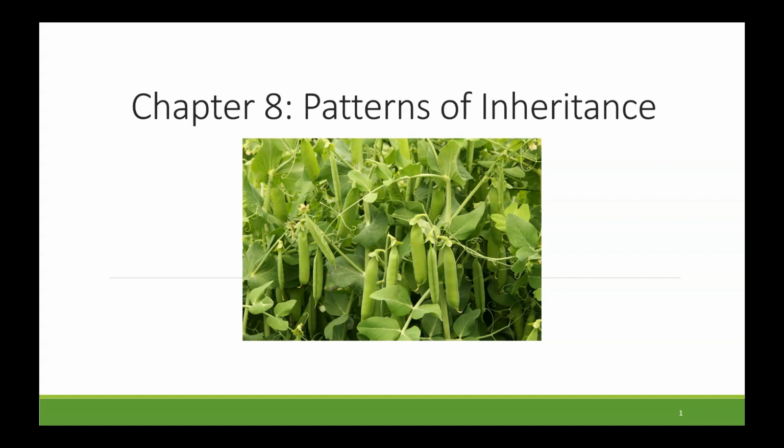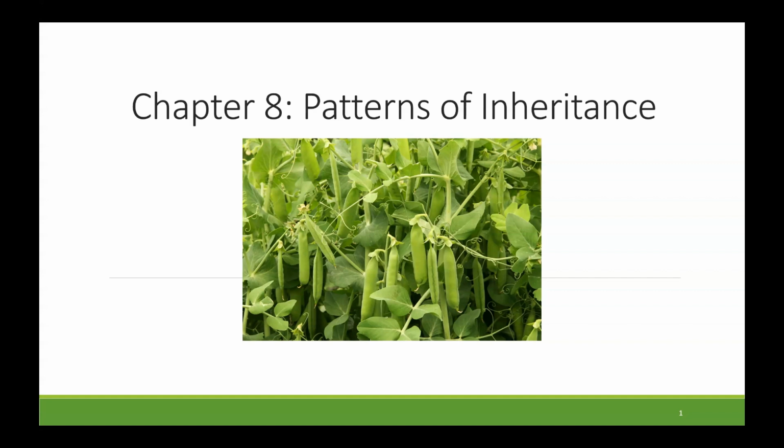Now, the photo that you see on the title slide here is of pea plants. In those green pods that you see hanging, that's where you can find peas, which are the offspring, the babies of the pea plant. And why do I have a photo of a pea plant here? That will become clear shortly.